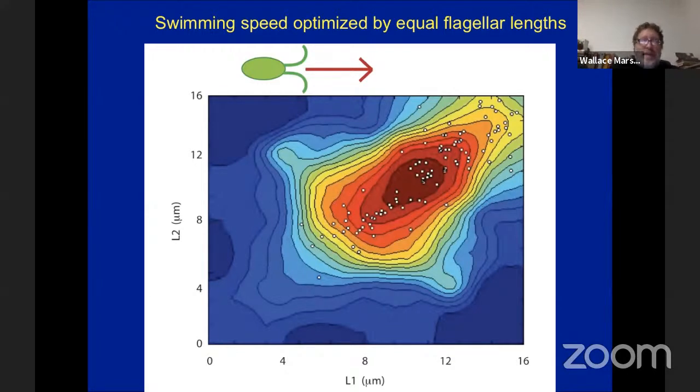Things like making the cells swim in different viscosity media, I think we haven't really explored those kinds of questions as much as we want yet.